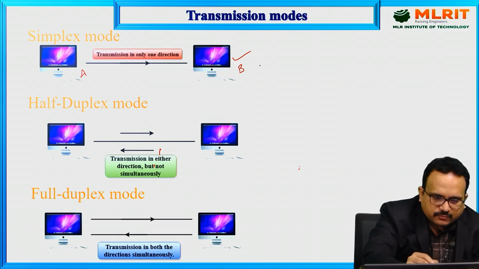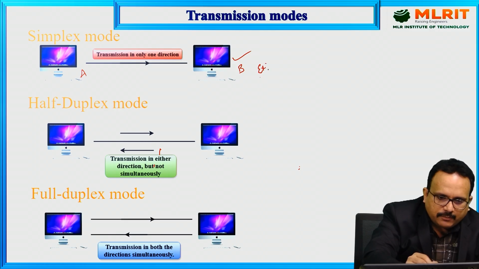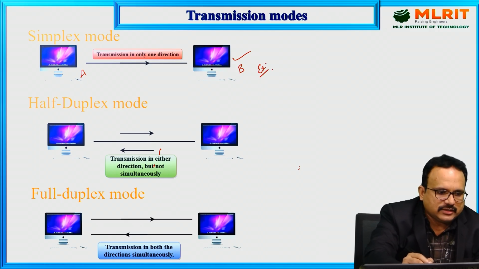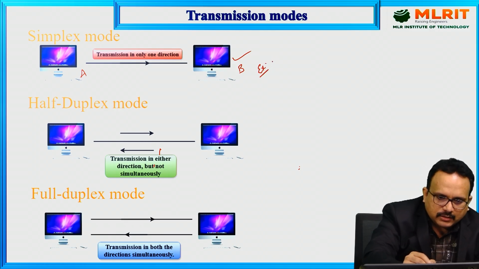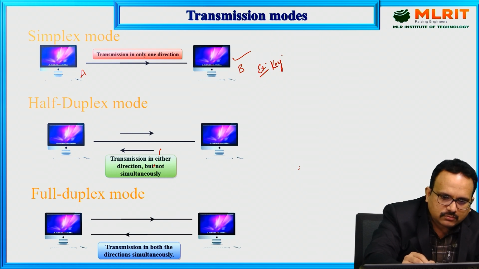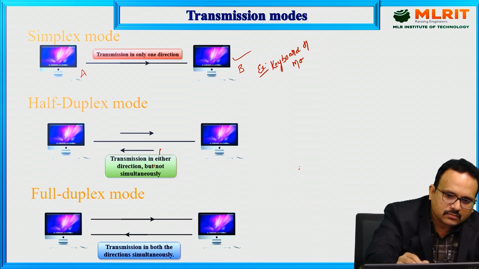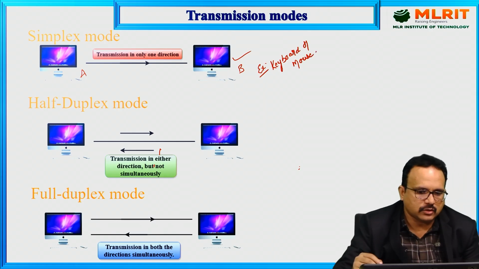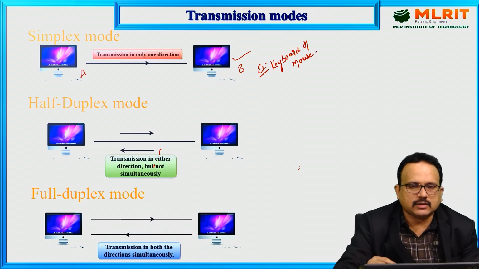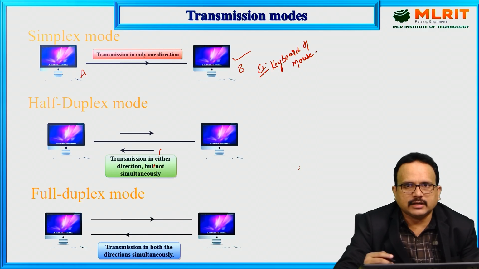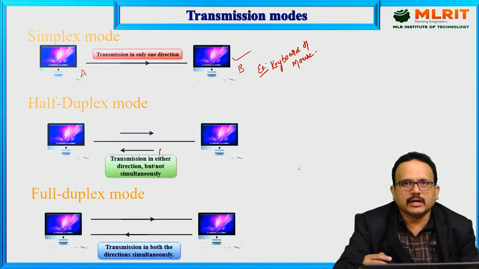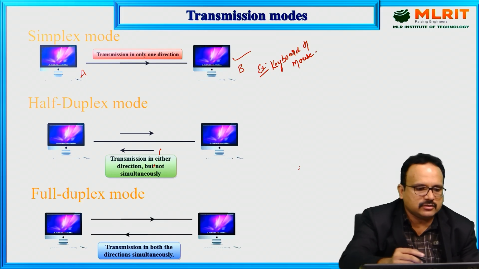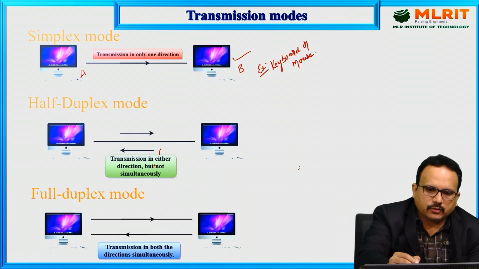The example for the simplex transmission mode is keyboard or mouse. With the help of the keyboard, you can enter the data into the system, or with the help of clicking the mouse, the data can be entered, or you can select particular data in the system. So the best example for simplex mode is keyboard or mouse.